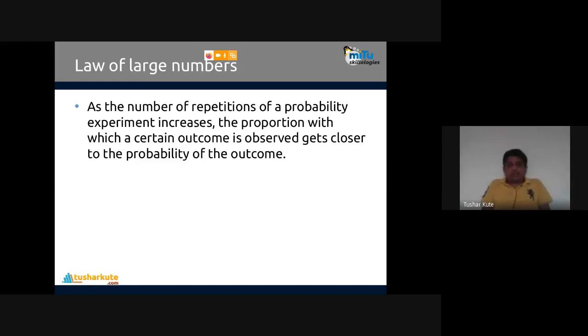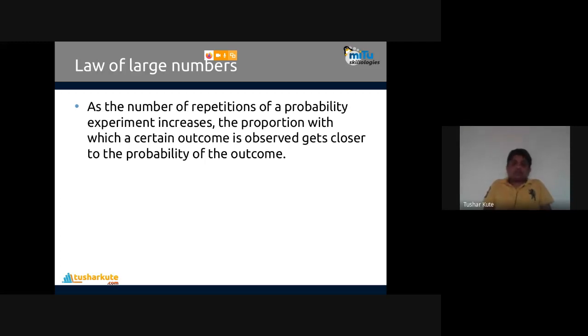There's a law of large numbers. As the number of repetitions of a probability experiment increases, the proportion with which a certain outcome is observed gets closer to the probability of that outcome. So that means whenever you're going to create a model, a large data set should be present with you. That's the law of large numbers.